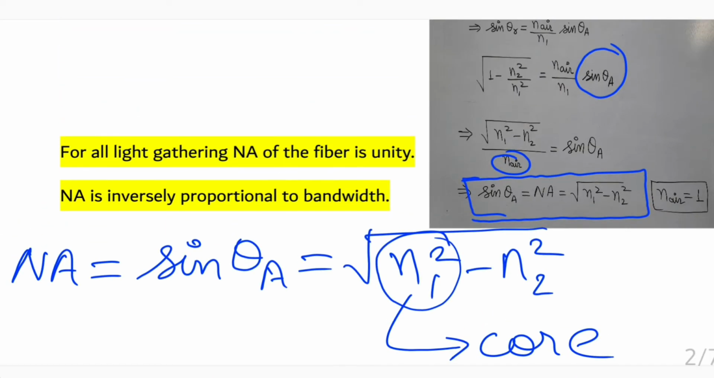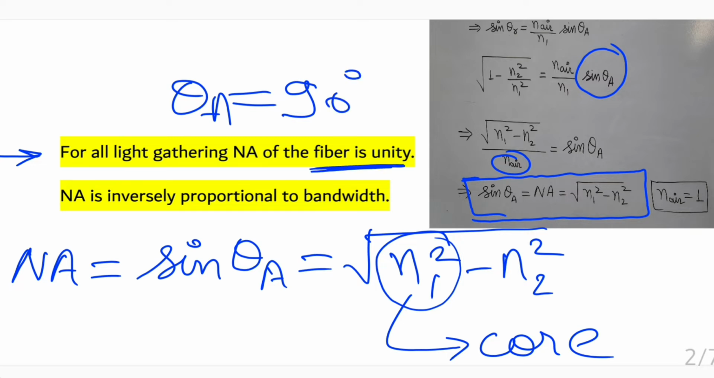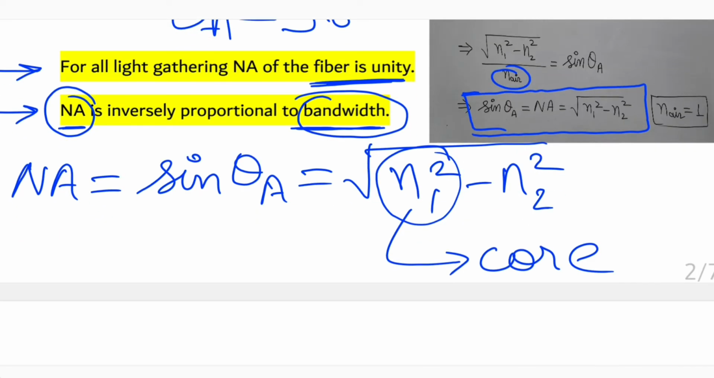Here 2 points I want to discuss. The first one I have already discussed: for maximum light gathering capacity we have theta a equals 90 degree. So sine 90 is nothing but 1 only. And the second point is a very interesting point: numerical aperture is inversely proportional to the bandwidth. The more the numerical aperture, the less the bandwidth. If bandwidth is less, then the information transmission capacity of any optical fiber will be less.